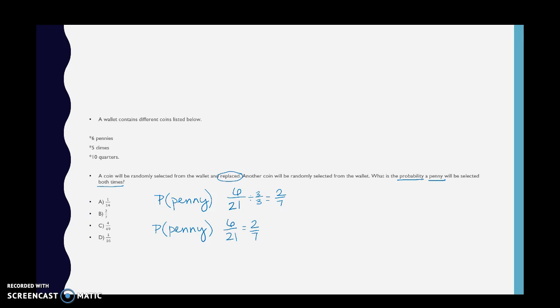But what we need to remember is if we are finding the probability of a compound event, which means one event and then another, we need to multiply the two probabilities. So 2 over 7 times 2 over 7. When we multiply fractions, we multiply numerators and then the denominators. So 2 times 2 is 4. 7 times 7, you guys know, is 49. And can I simplify? No. That's already simplest form, so my answer is C.